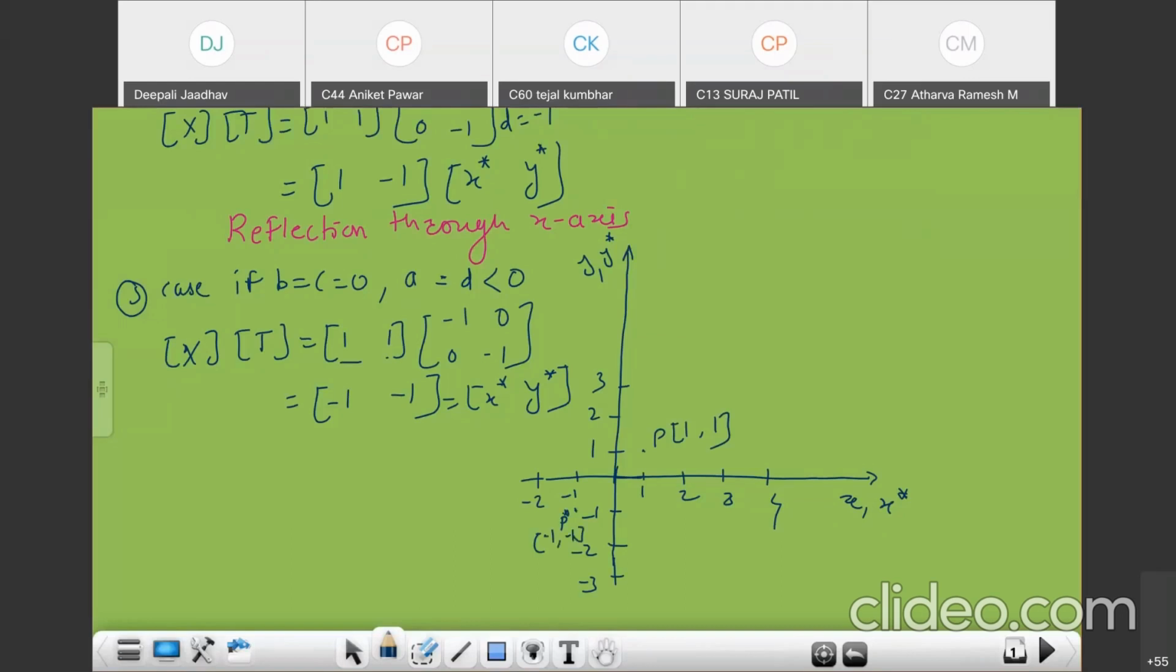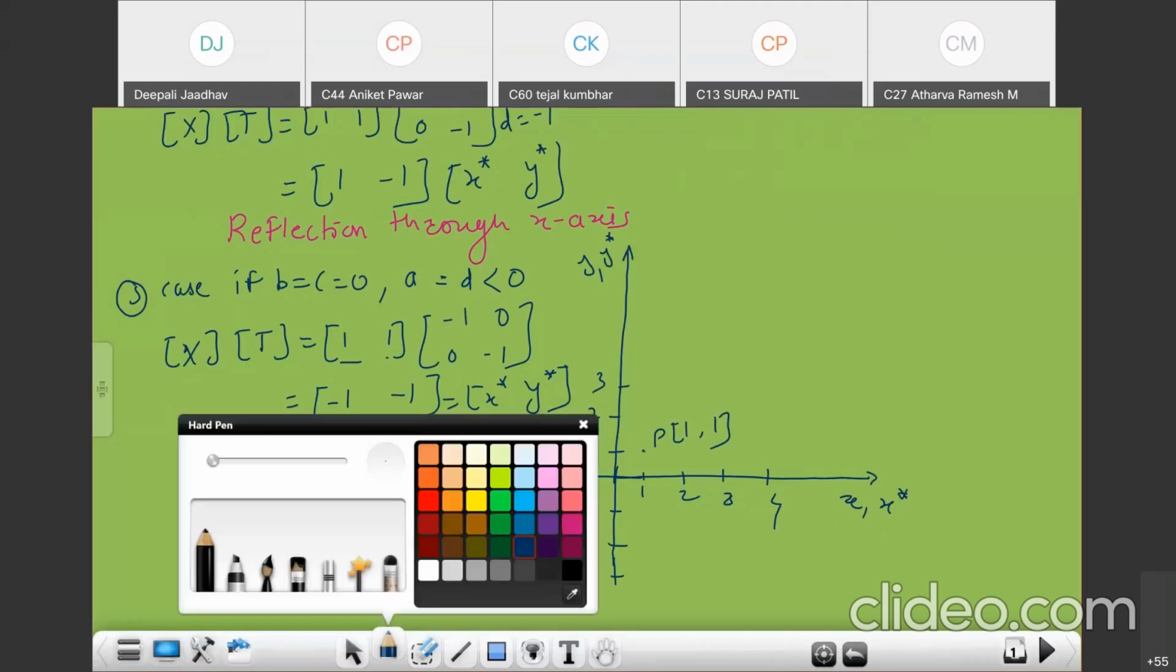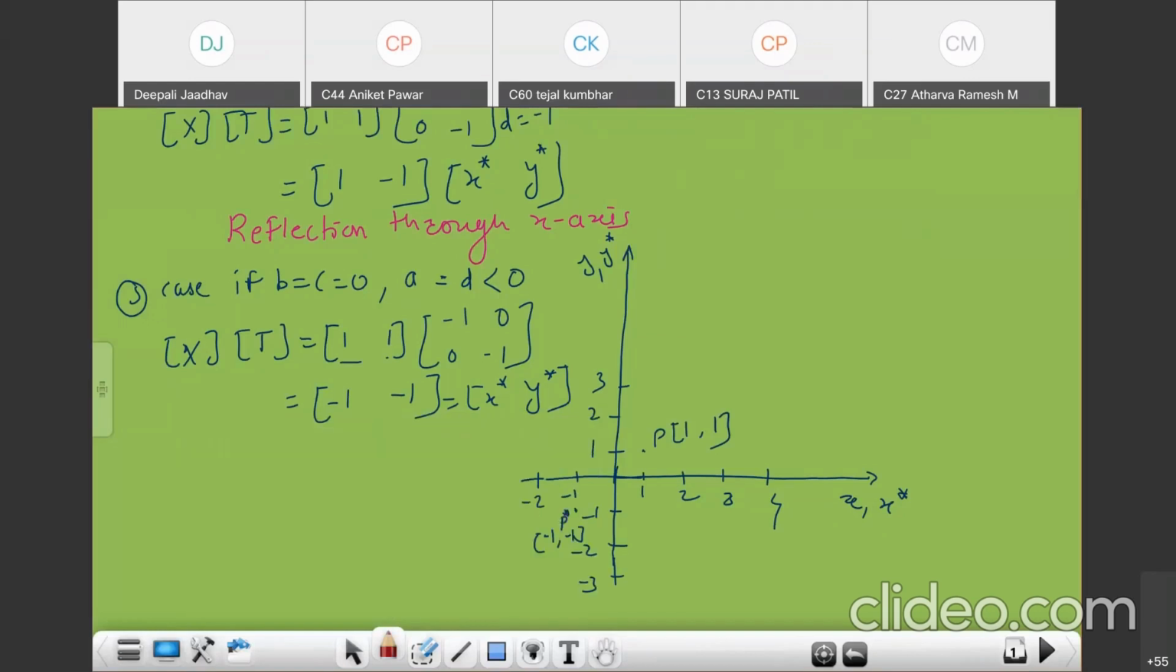Correct? It shows the reflection. This point is transferred from here to here. Transformation, simple translation. So what does it show? It shows the reflection through origin.